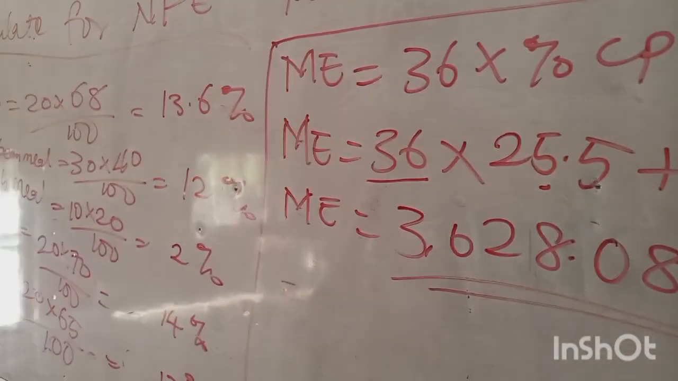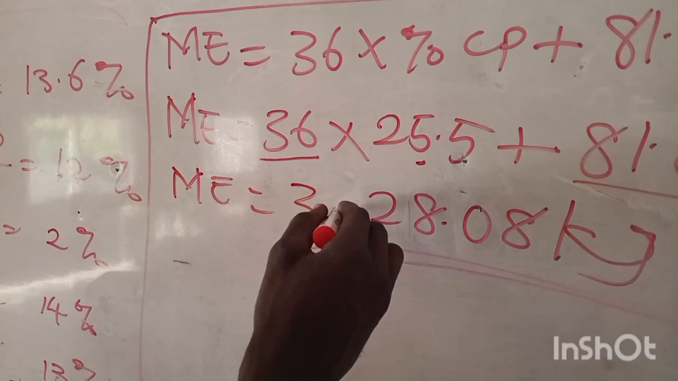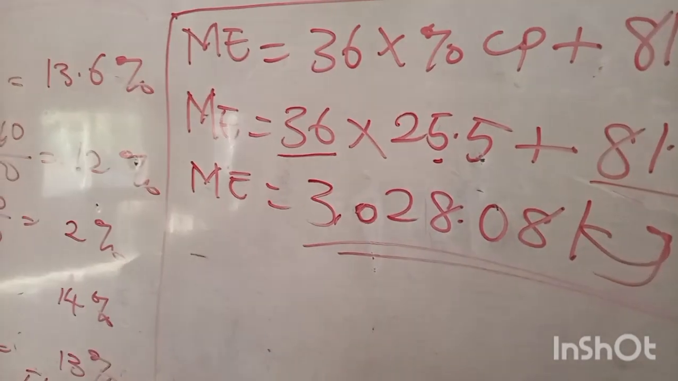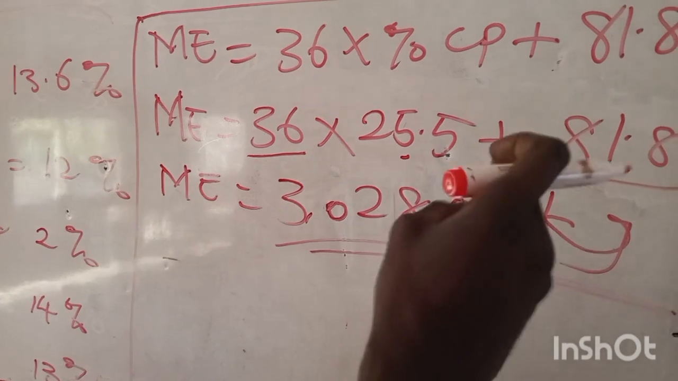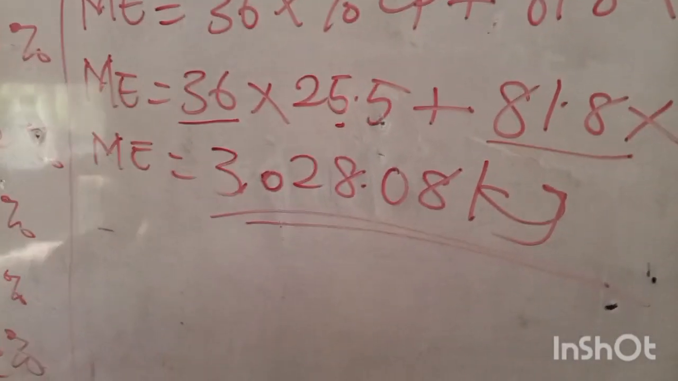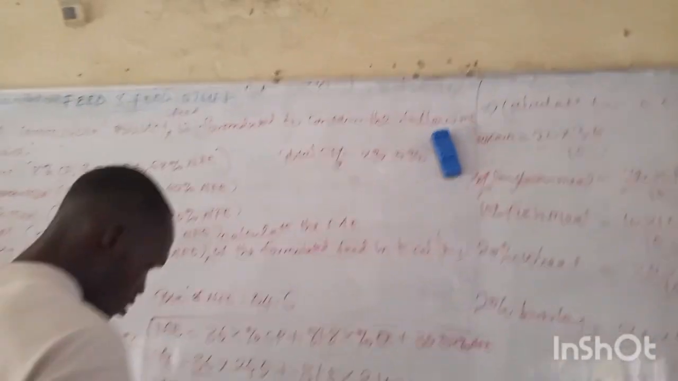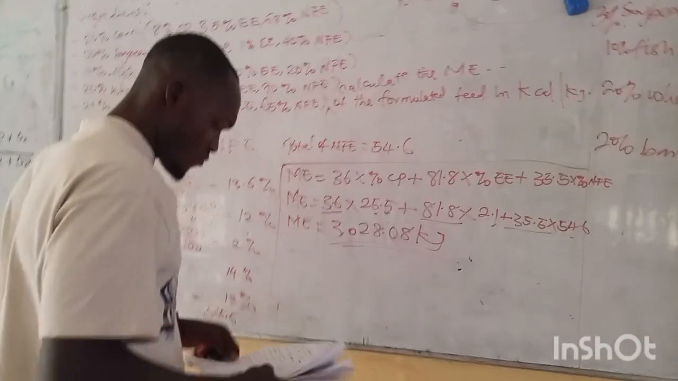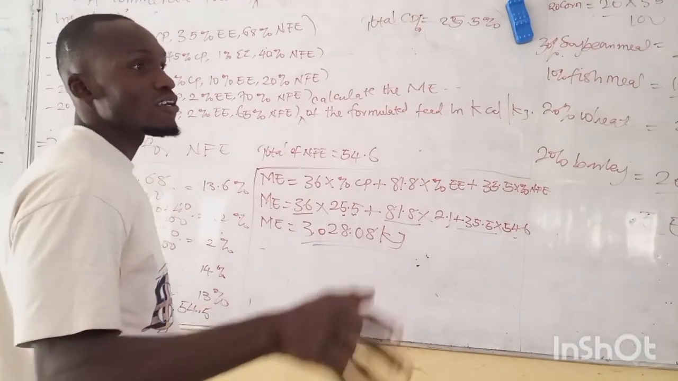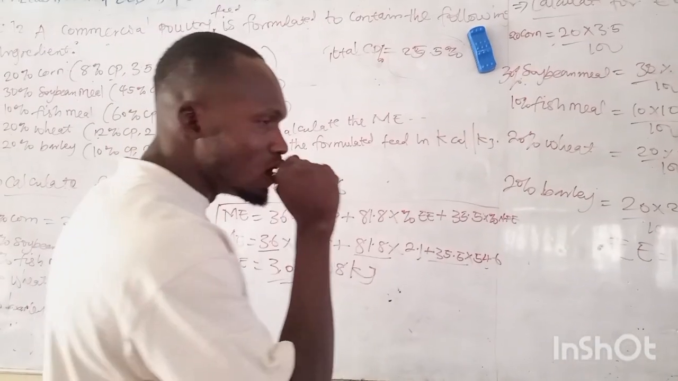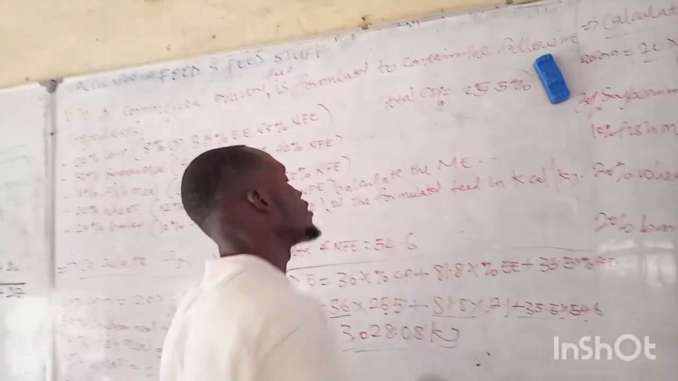So I hope we all understand. This is 6 here. All right. 3028.08 kg. So that is it. So now we are still going to, if you can remember, we have not done anything on calculation of feed, but nevertheless we are going to do that.